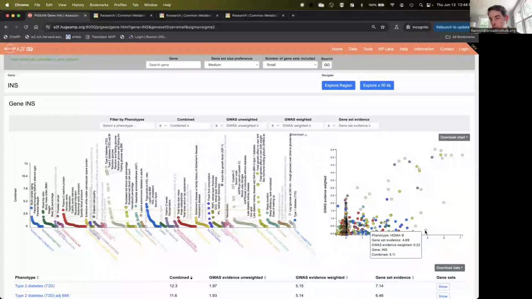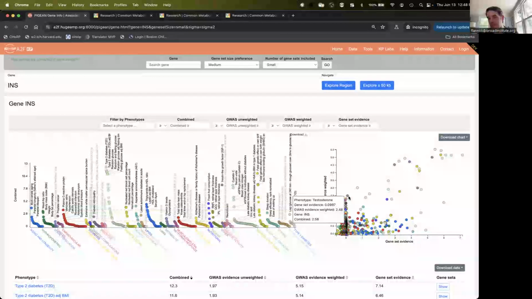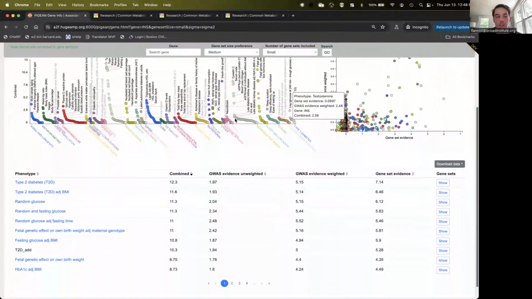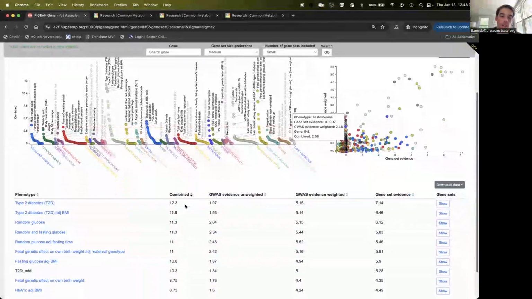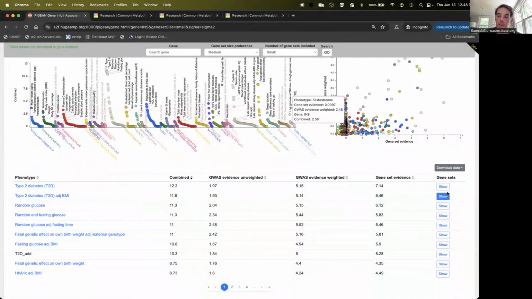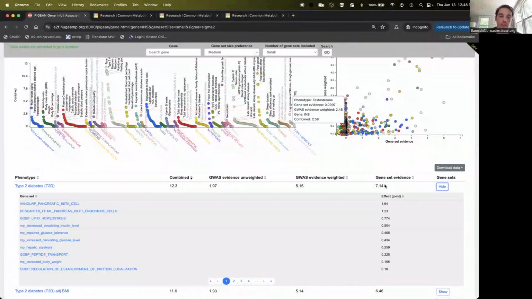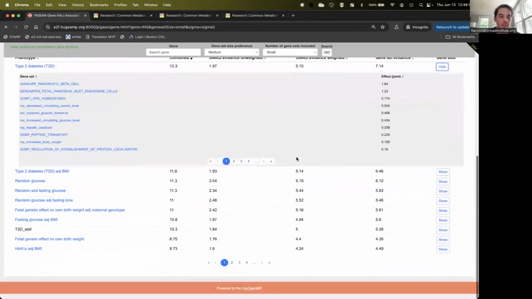So you can hover over here and see that insulin is very likely to be involved in HOMA-B based on the gene sets it has, but it doesn't have any direct evidence. Whereas it has direct evidence for testosterone, even though there's no gene set, or minimal gene sets, linking it to that. So this is a more continuous version of the PheWAS plot we have now, and you have the same table, and you can again see the gene sets that were responsible for this gene being involved in that phenotype.